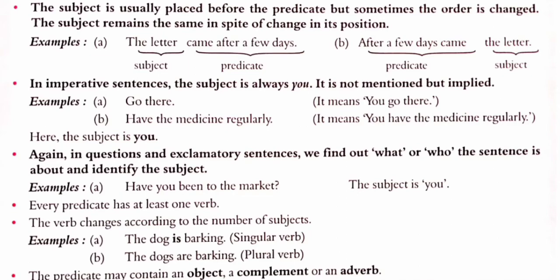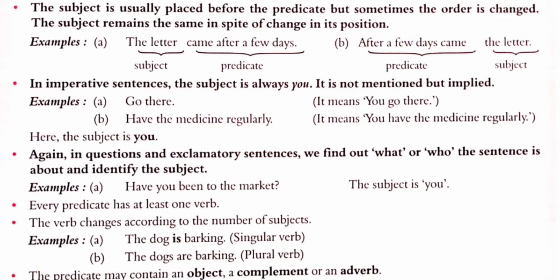The subject is usually placed before the predicate, but sometimes the order is changed. The subject remains the same in spite of change in its position. Let's see two sentences as examples. A. The letter came after a few days. The letter is the subject, came after a few days is the predicate.